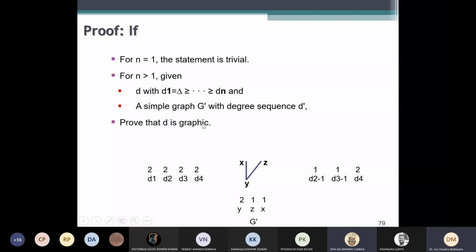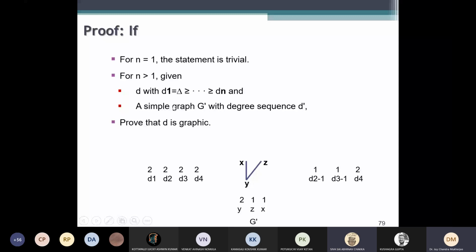To prove it, we will create another simple graph G from G prime which realizes D. I will again repeat this statement. We are given n integers and also a simple graph G prime with degree sequence D prime. And how is D prime got? D prime is got by deleting the largest element from D, and for the next delta integers we subtract 1.